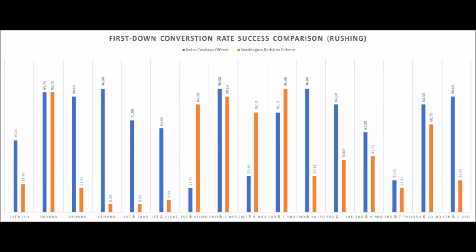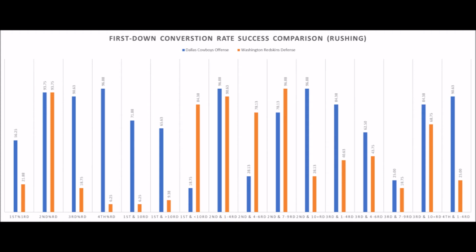Then, of course, we get to rushing downs: the ability to create first downs with the run in various downs and distances. In this particular area, the Cowboys are favored on first and third down. So I think the Cowboys will have some success running the football. Yes, they don't have Ezekiel Elliott, but I do think they have enough things around to kind of keep this relevant.